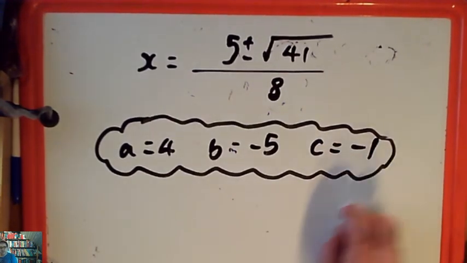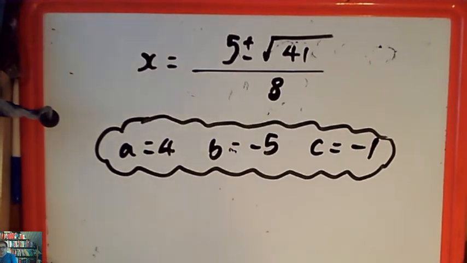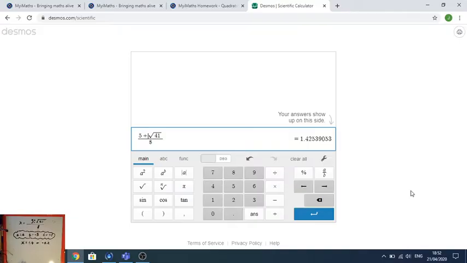So I'm just going to go over to my on-screen calculator again. So back to the on-screen calculator, I've already put everything in, and having a plus there, it gives me 1.42 and some more digits. I'm going to round that to 1.4, and then all I need to do to get the other solution is change that plus.